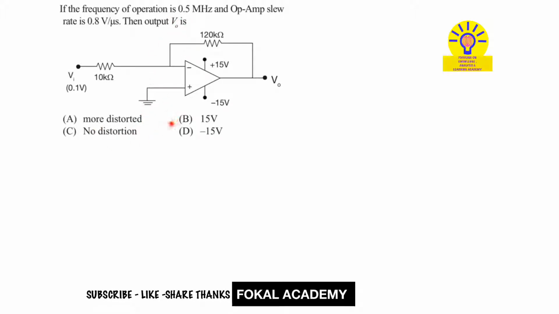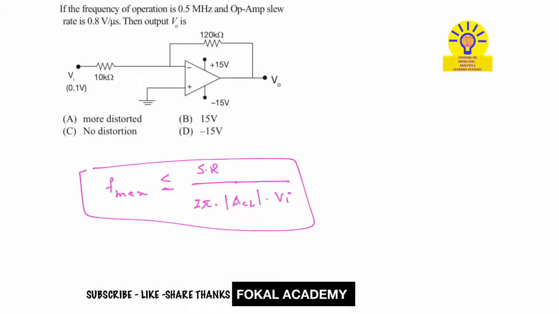So how can we find the maximum frequency? That is the maximum operating frequency. The maximum operating frequency is defined as F maximum less than or equal to slew rate divided by 2 pi into the modulus of closed loop gain into input voltage. So it depends upon closed loop gain, slew rate and input voltage. Here slew rate is given as 0.8 volts per microsecond and input voltage is given as 0.1 volts.